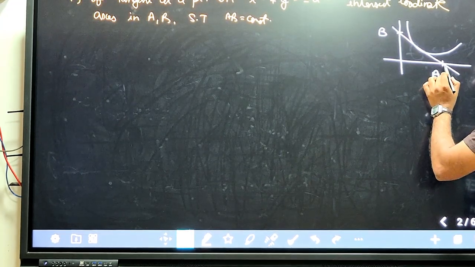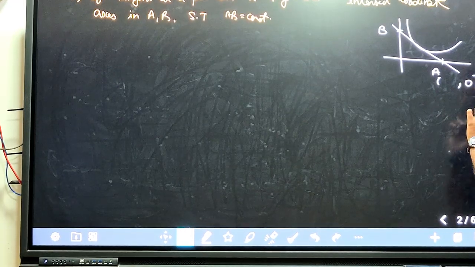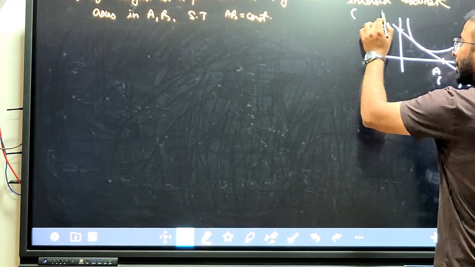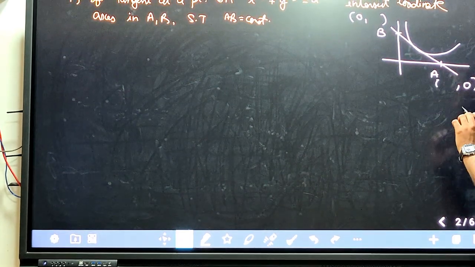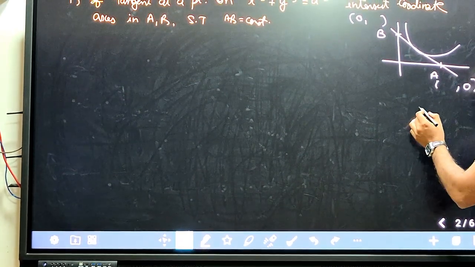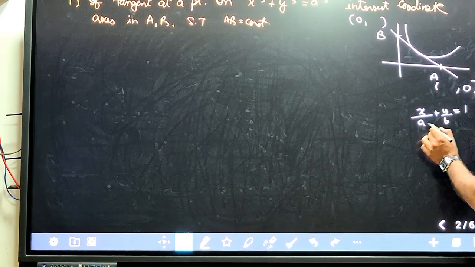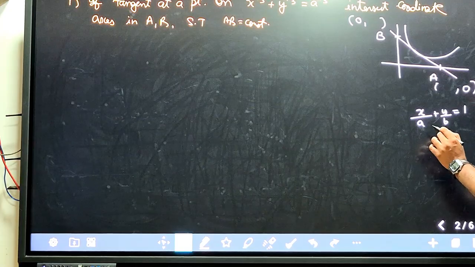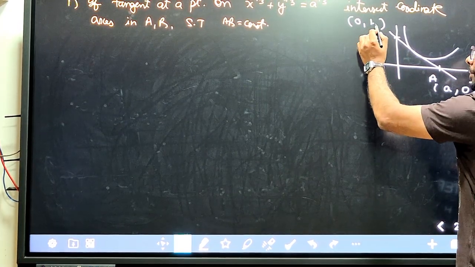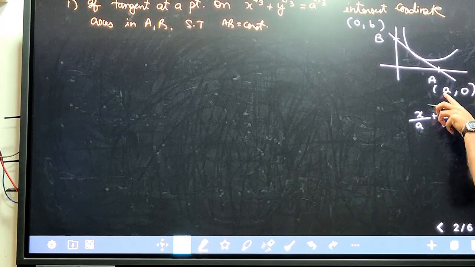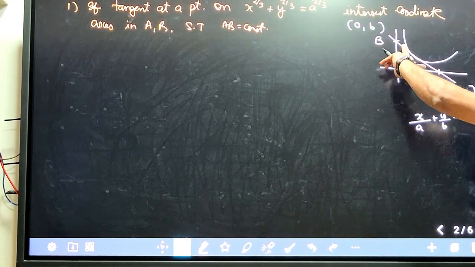So first you have to get these points. On the x-axis, y would be 0, and on the y-axis, x is 0. It's a very good question. Let's say x by a plus y by b is equal to 1. What is a? A is called the x-intercept. Intercept means this part, so this would be a and this part would be b. Whatever would be here will come here. This logic we have to apply, and we'll calculate the distance AB.